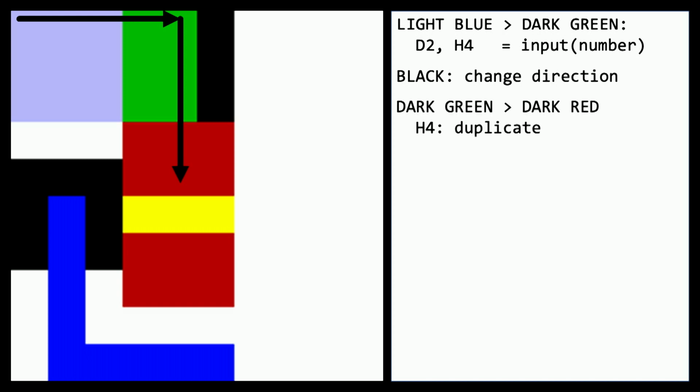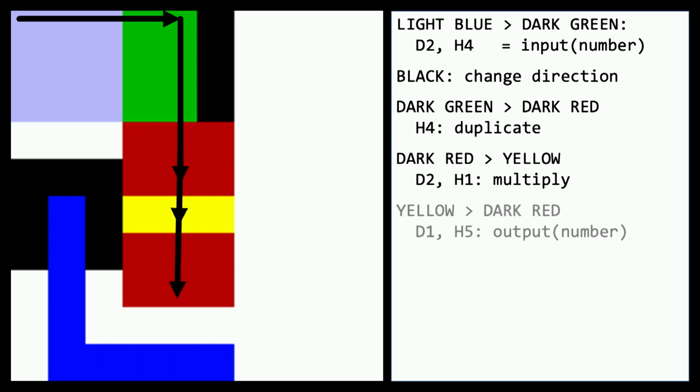We cross from dark green into dark red. That says take the value on the top of the stack and duplicate it. So now we have 2 copies of that. We're going to cross from red into yellow. That says multiply. Pop 2 numbers off the stack, multiply them, and put the result back onto the top of the stack. Then we cross from yellow into red. That is output. Whatever's on the top of the stack, pop that out and put it up on the screen.